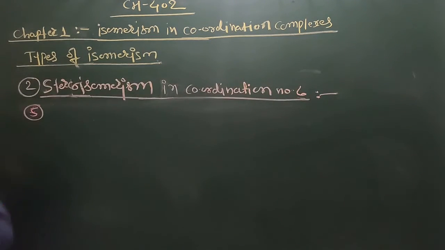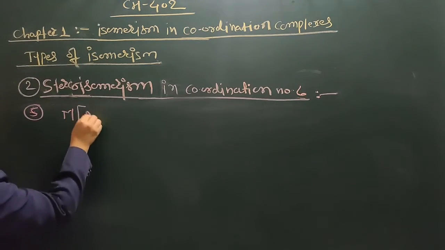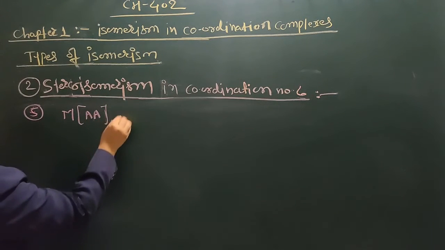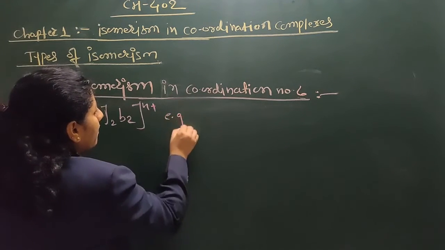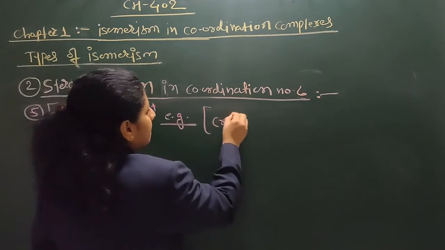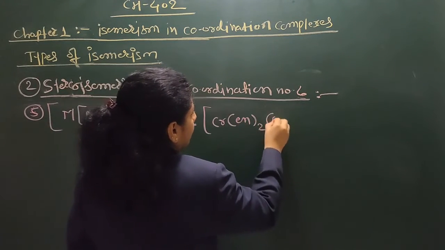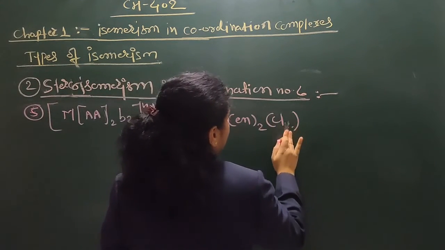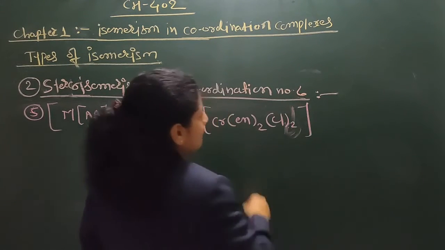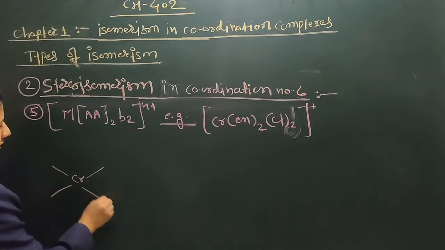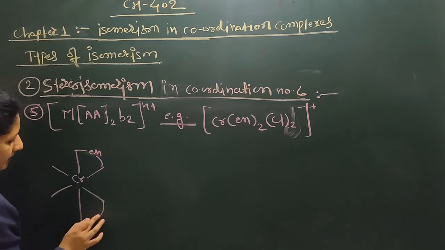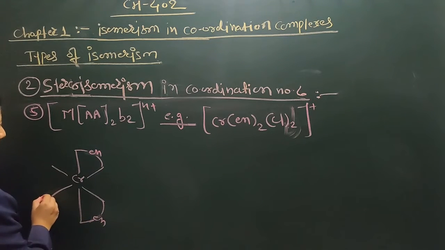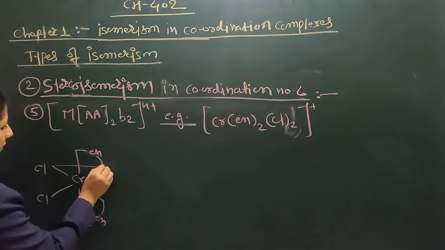Next one, that is the 5th, MMA2B2. This A2 is a bidentate ligand. That is ethylene diamine ligand. This is ethylene diamine ligand, that is chlorine. Here that is chlorine.